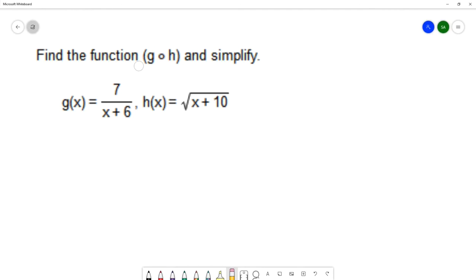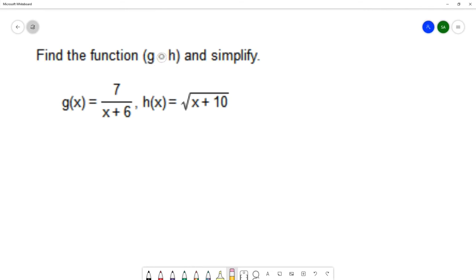Find the function g composed with h and simplify. g of x is equal to 7 over x plus 6, and h of x is equal to the square root of x plus 10. Now we want to find g composed with h.